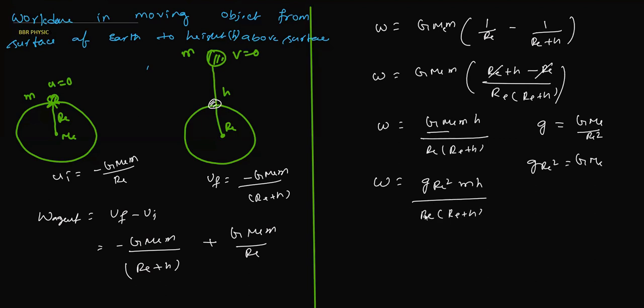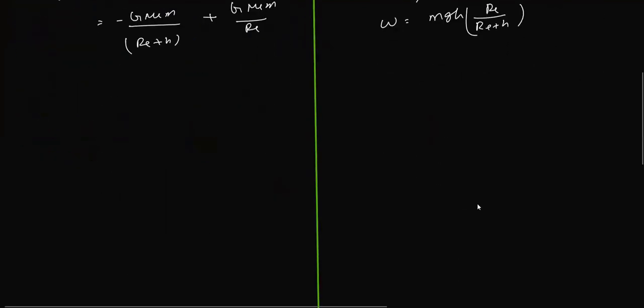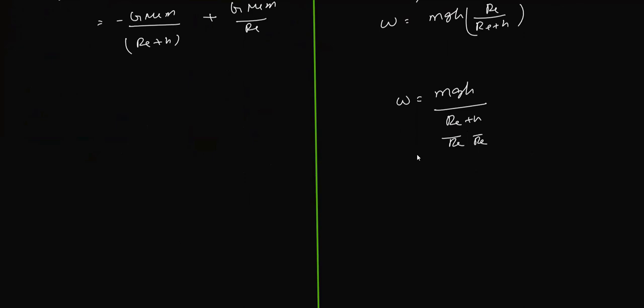If you observe carefully, one RE will get cancelled. So how much remains here? m is there, g is there, H is there, and RE is there. So I am writing like this: mgH into RE by RE plus H remains. Now I would like to send this RE to the denominator. If we send RE to the denominator, work done equals mgH, RE plus H divided by RE.